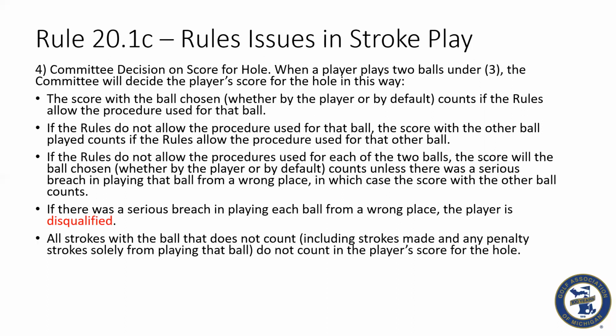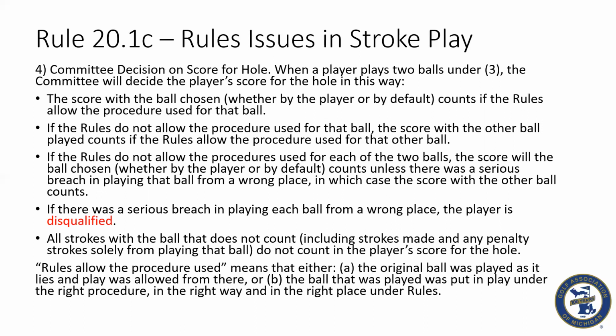And then all strokes with the ball that does not count, including strokes made and any penalty strokes solely from playing that ball, do not count in the player's score. So if the player was playing a second ball and they had a pace of play penalty or something like that, or a code of conduct violation, they wouldn't be absolved from that. But if they hit the ball in the penalty area and took one stroke relief from that, that wouldn't count if that ball doesn't end up being counted.